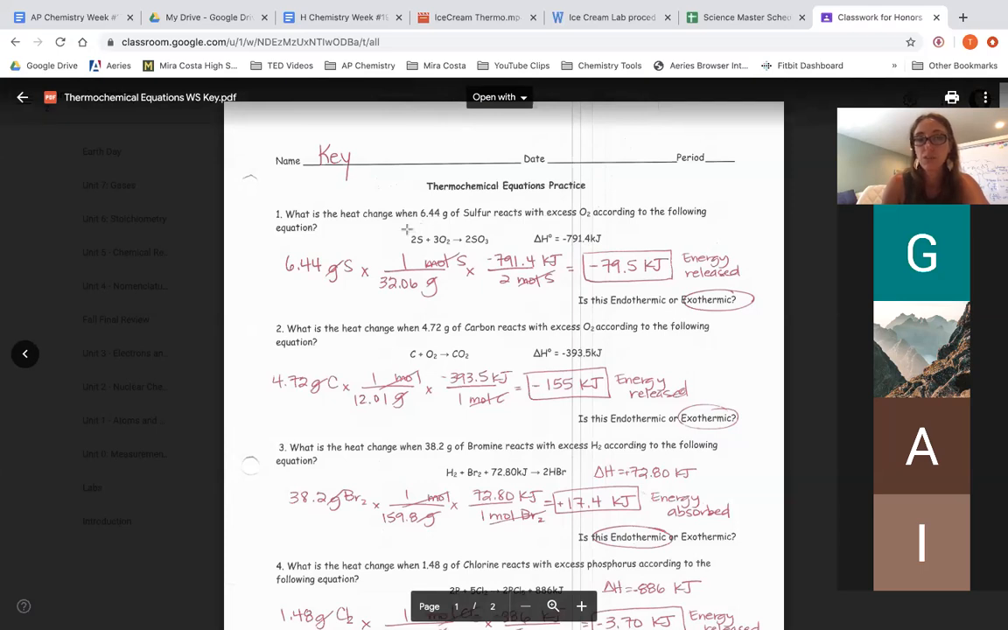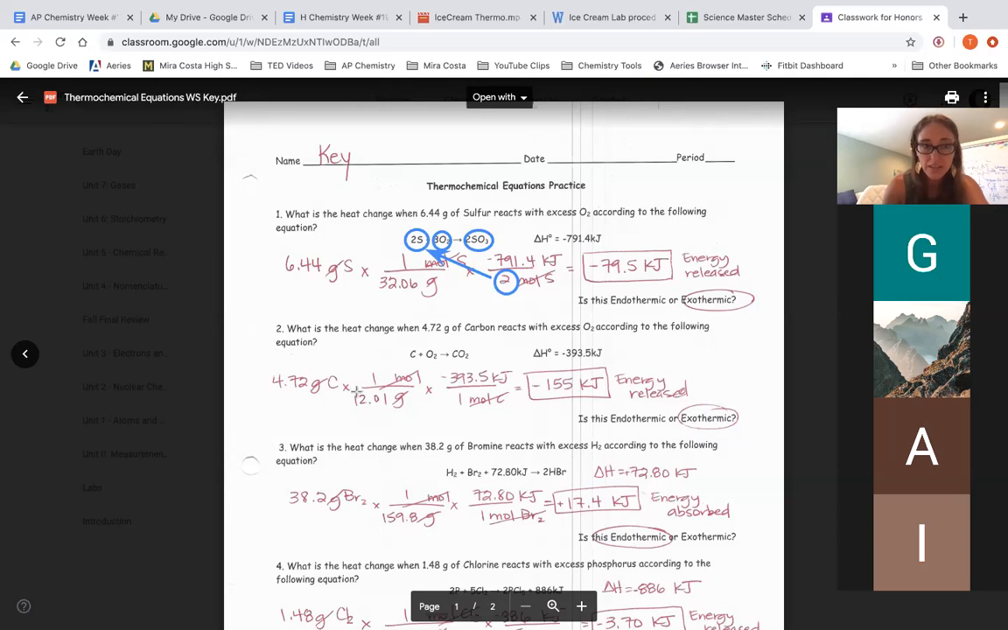Look at the coefficients in the equation. So it's for every 2 moles of sulfur, for every 3 moles of oxygen to form 2 moles of sulfur trioxide. So notice I had to put this 2 in front, right? Because I'm getting negative 791.4 kilojoules of energy for every 2 moles of sulfur. In other words, this 2 moles has to match that there, right?